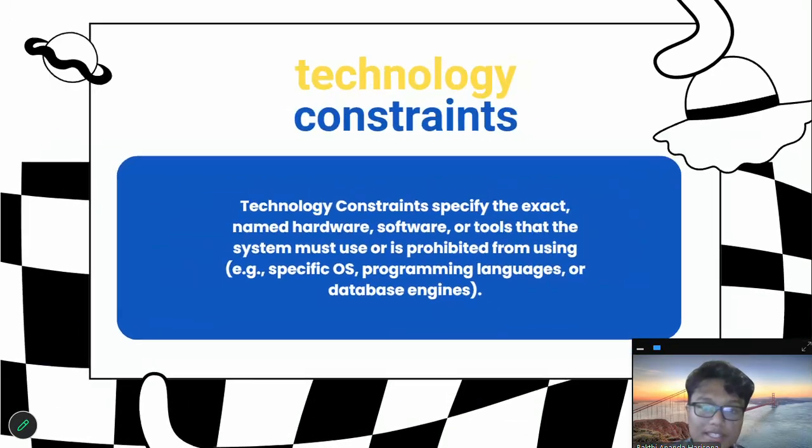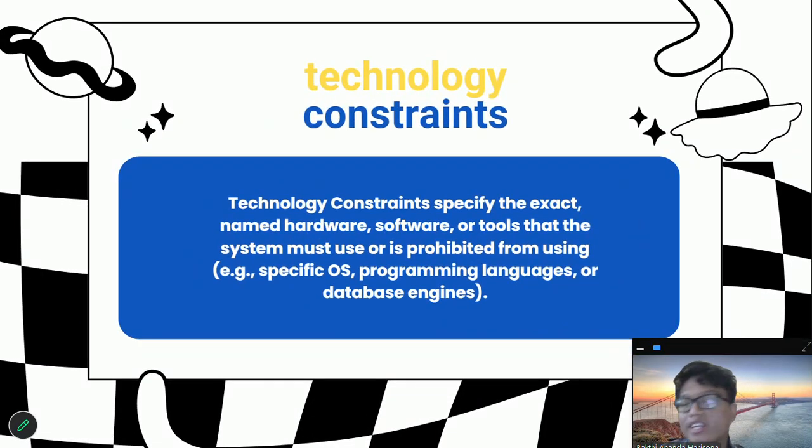Okay, next is the technology constraints. Here is also one of the categories in the software requirements. Technology constraints specify the exact hardware, software, or tools that the system must use or is prohibited from using. Examples are a specific OS, programming language, or database engine.